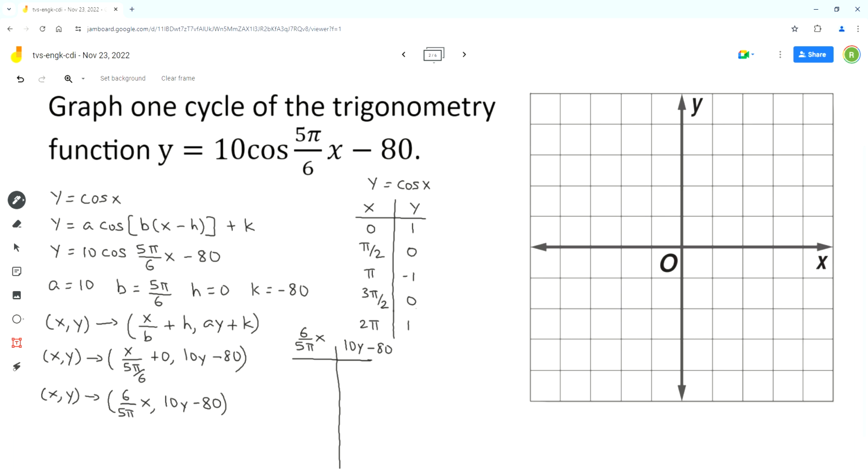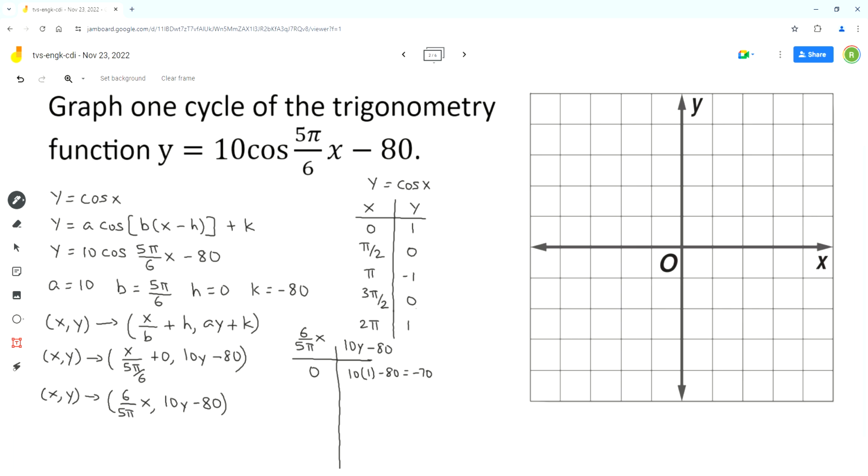So let's start with the first point, 0, 1. We'll use the x value as 0. So 6 over 5 pi times 0 will be equal to 0. For the y coordinate, we'll sub in y as 1 for the first point. 10 times 1 minus 80 is equal to negative 70. So the first point on the transformed function is 0, negative 70.